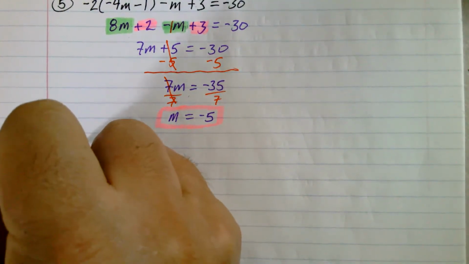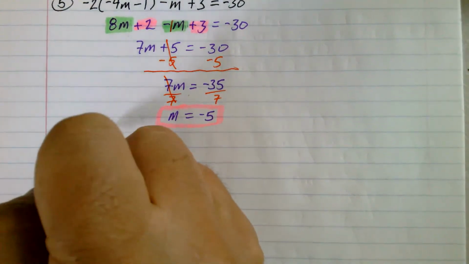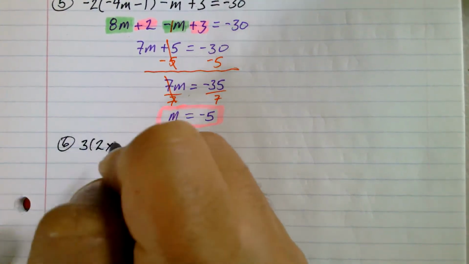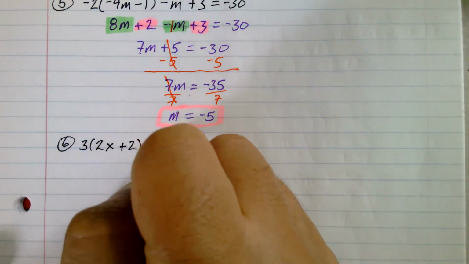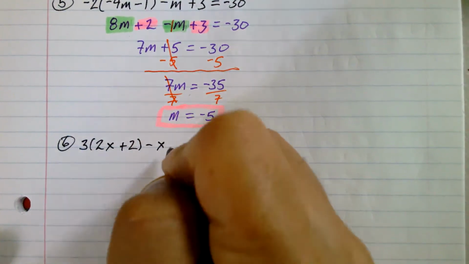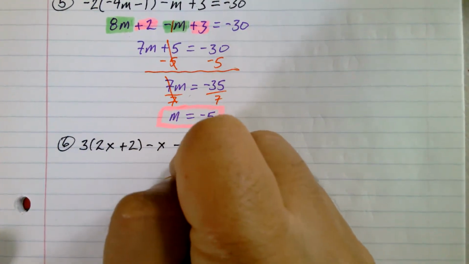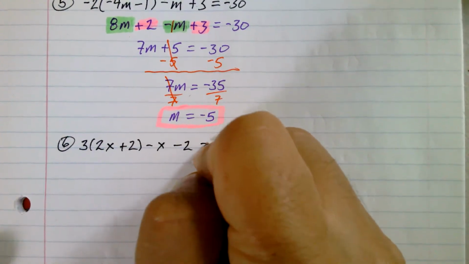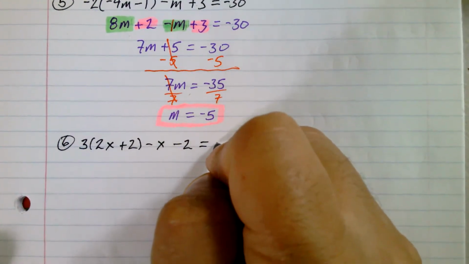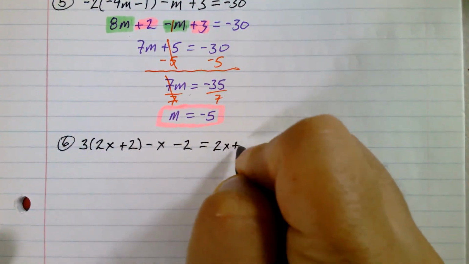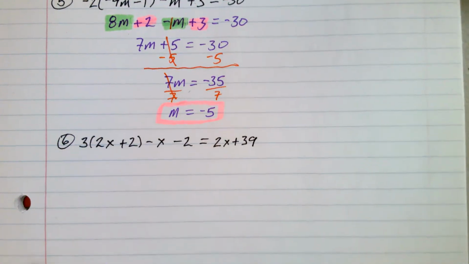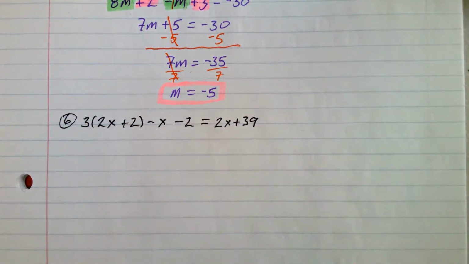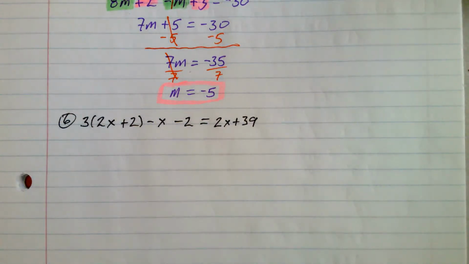Number 6. Let's say 3 times 2x plus 2 minus x minus 2 equals 2x plus 39. Okay, what's the difference between this problem and the last one? See if you can catch it. What's the difference?